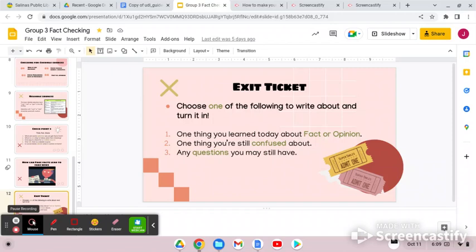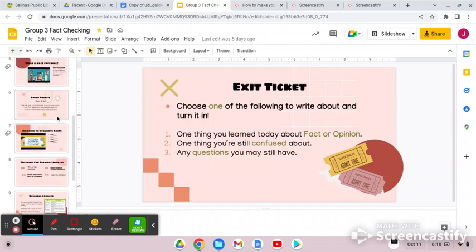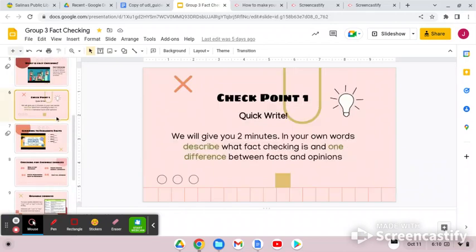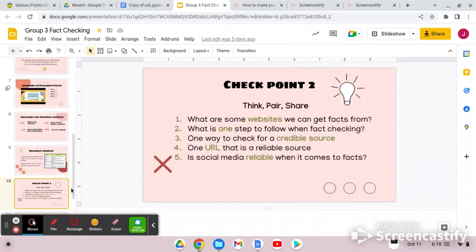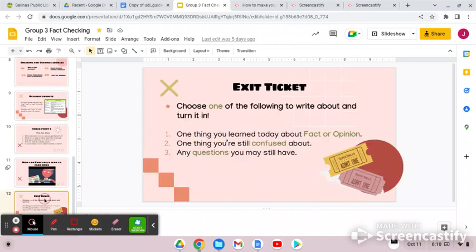Throughout the project, the aspects I am most proud of are our activities such as our quick write, our think, pair, share, and our exit ticket. I think these really give us an idea of where the students are throughout the presentation, and if anyone needs a little more help, it can be taken care of instead of leaving the student behind.